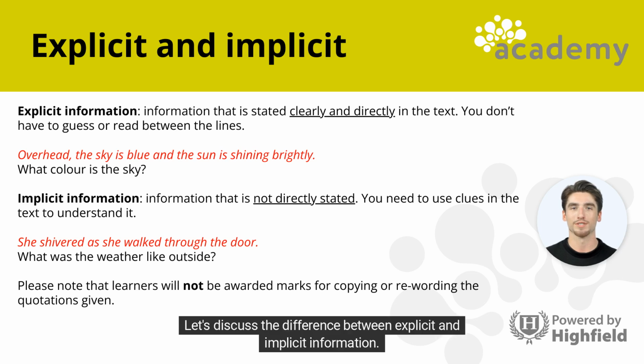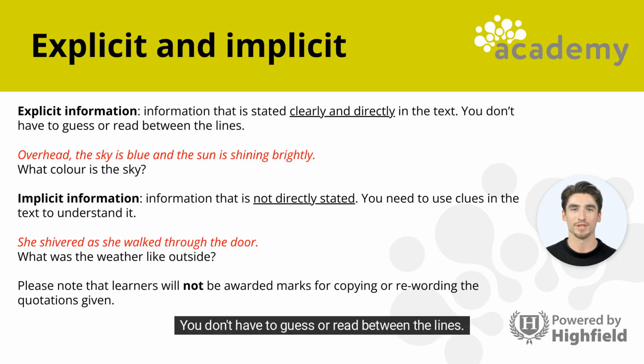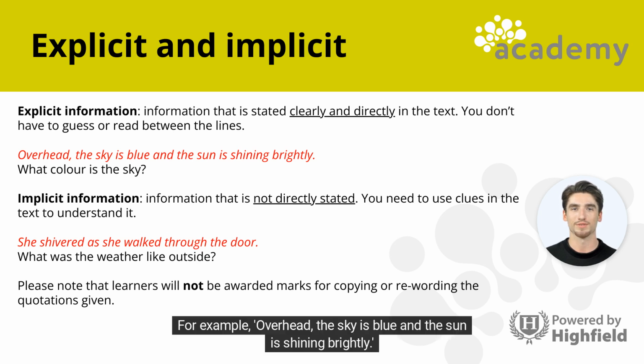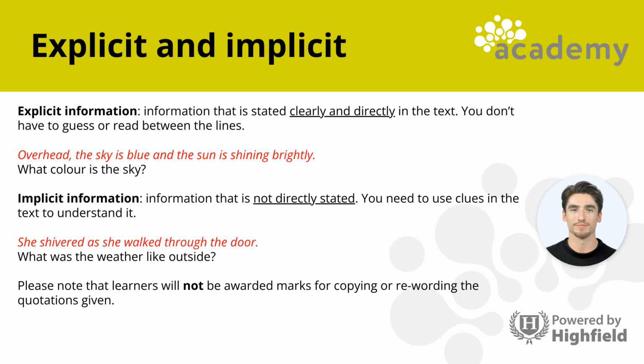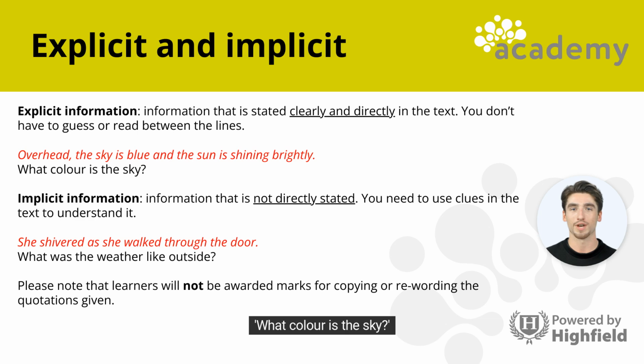Let's discuss the difference between explicit and implicit information. Explicit information is information that is stated clearly and directly in the text. You don't have to guess or read between the lines. For example, overhead, the sky is blue and the sun is shining brightly. With this information, we can explicitly answer the question, what color is the sky? The text clearly states the answer. The sky is blue.